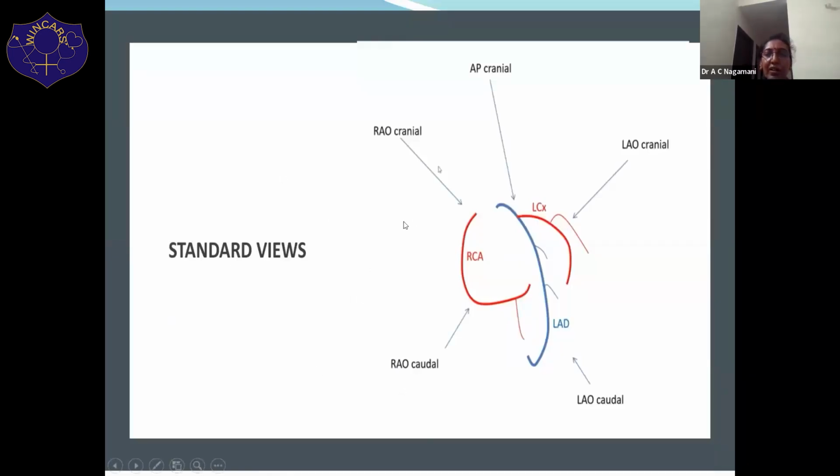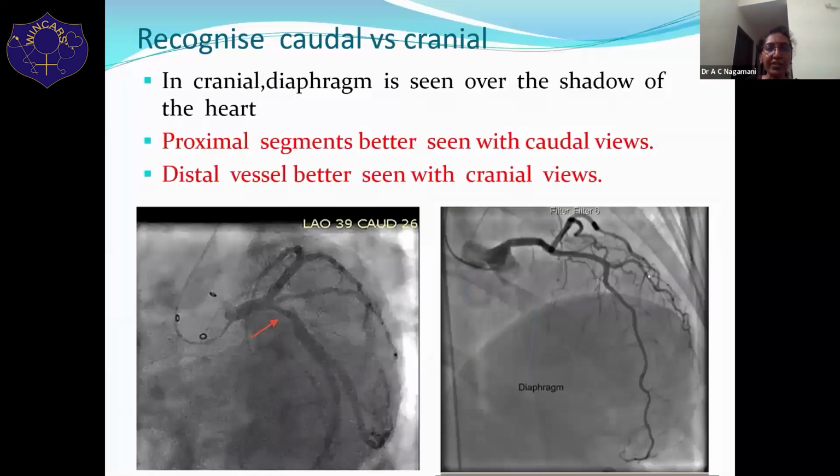What are the standard views? We have RAO cranial and caudal, LAO cranial and caudal, and the PA cranial. But one should remember that not all the views are required for all the patients. For a particular patient, we have to choose particular views to get information. For a normal coronary, if we are able to see clearly, we may just do 3 or 4 views. In a complicated coronary, we'll have to do more views to take treatment decisions.